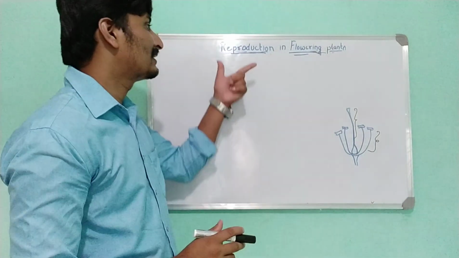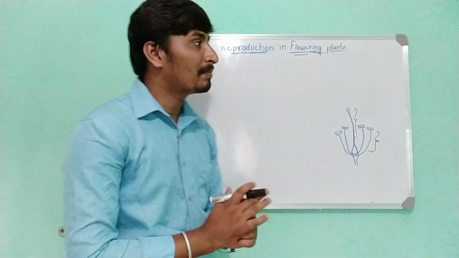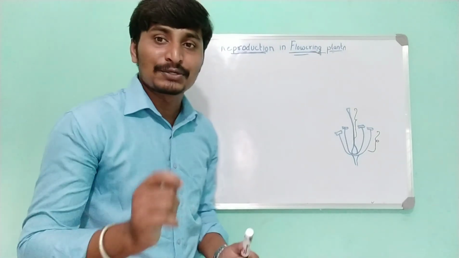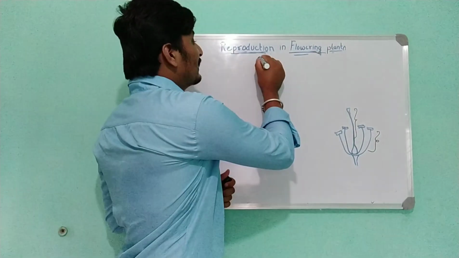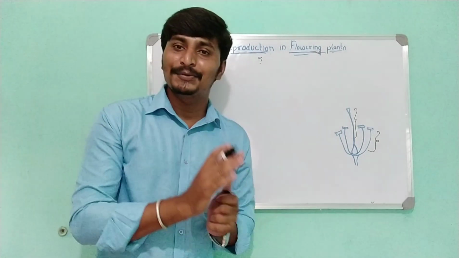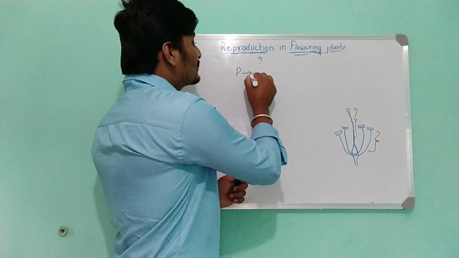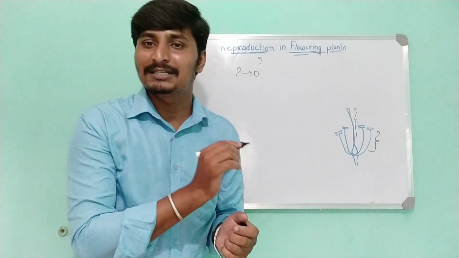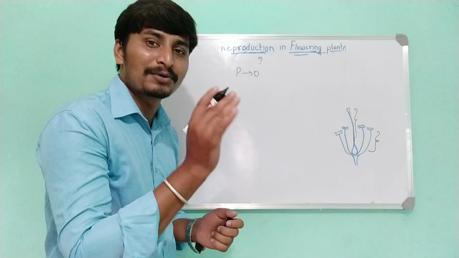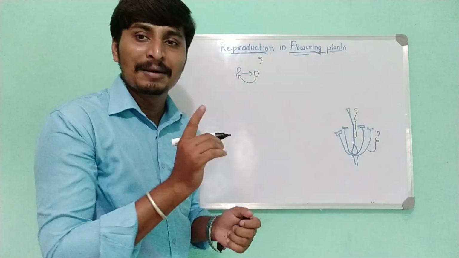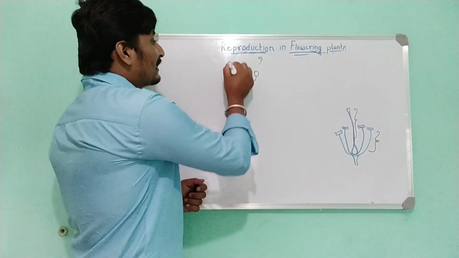So this is my first YouTube class, and today I am going to explain about reproduction in flowering plants. Coming to the title of the topic, there are two main words, namely reproduction and flowering plants. So here my question is, what is reproduction? Yes, we know that reproduction is a biological process in which parents produce offsprings, and these offsprings are similar to the parents. So which is known as reproduction.